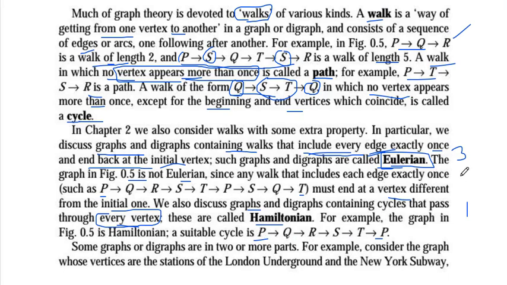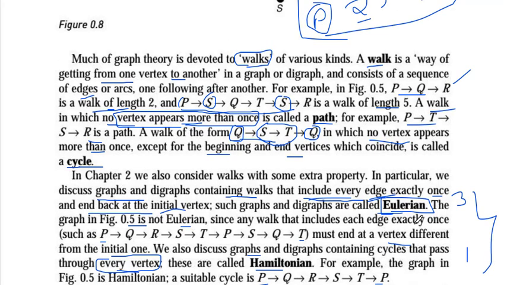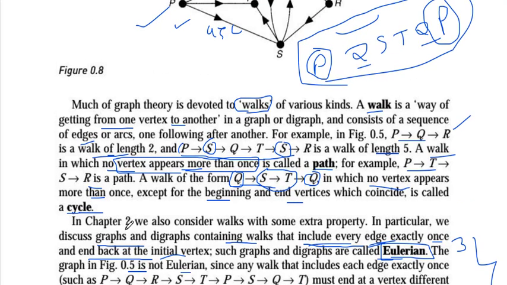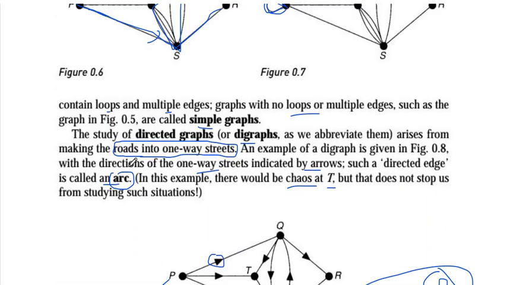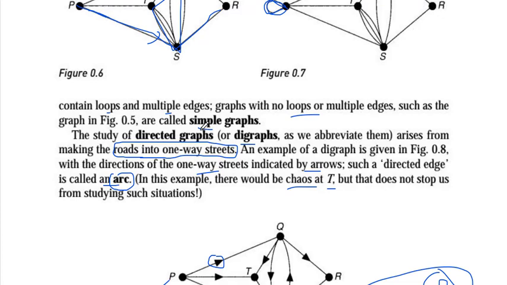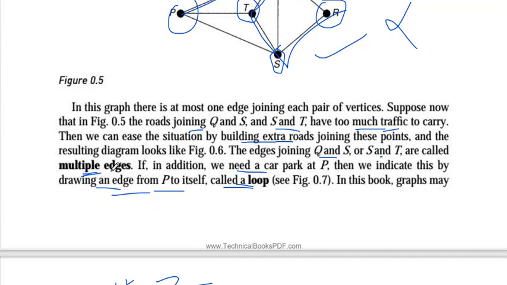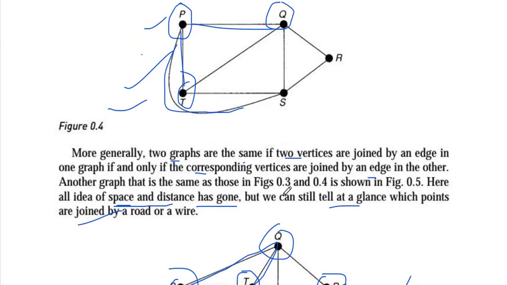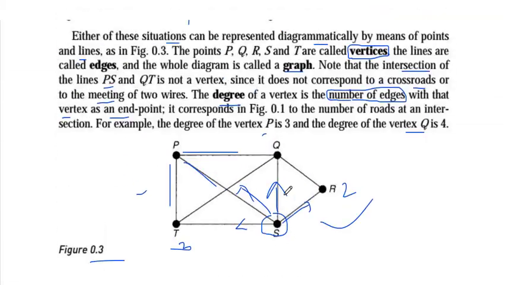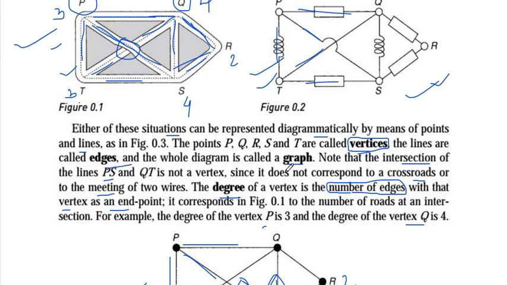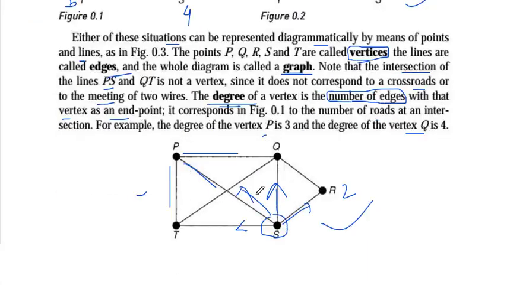So we have discussed here the definitions of two graphs. In this lecture we have discussed a number of definitions like Hamiltonian graph and Eulerian graph. Here are 3 definitions: walk, path and cycle. Then simple graph and directed graph, where the edges of a directed graph are called arcs. Then multiple edges and loops. Then vertices and edges, which make up a graph, and the degree of a vertex. This is what we have studied till now.